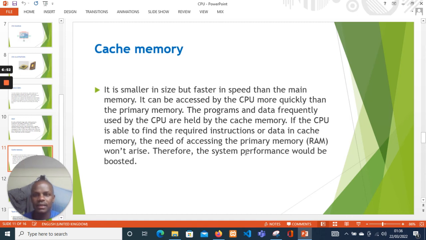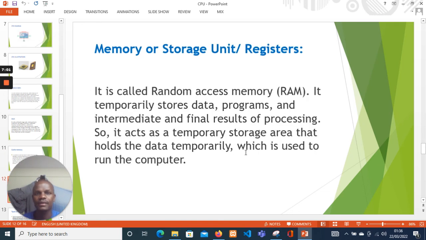So also we have the ROM and RAM. We'll see that one also in detail in our next lesson. So we have the registers as our next item.